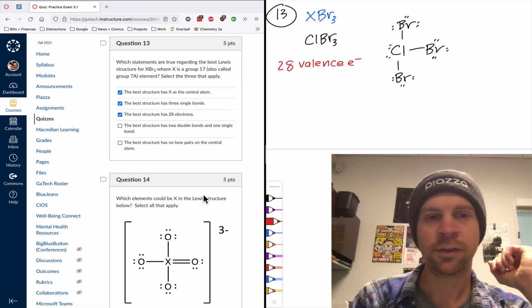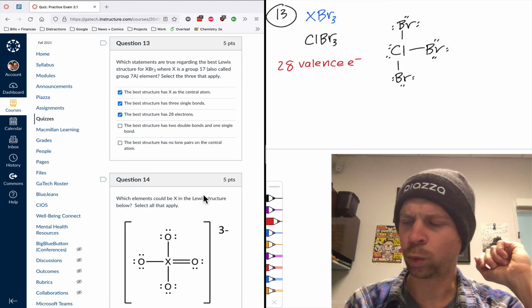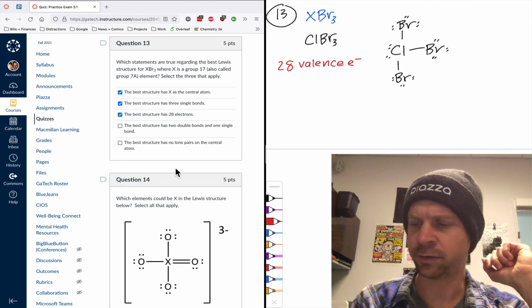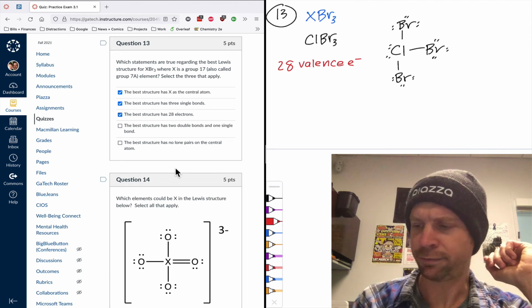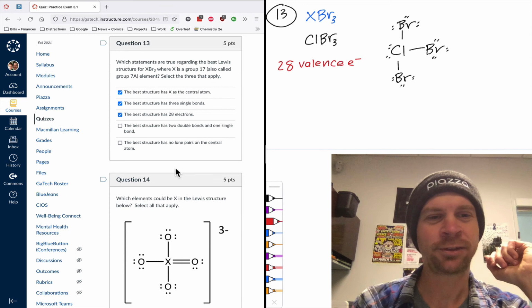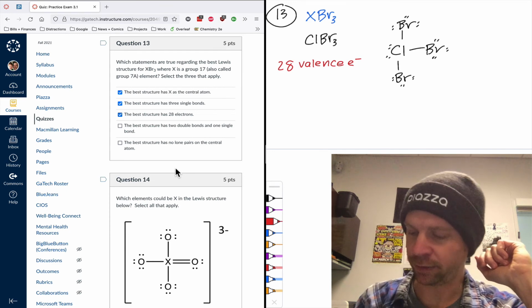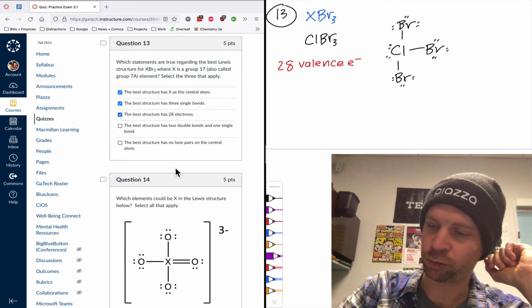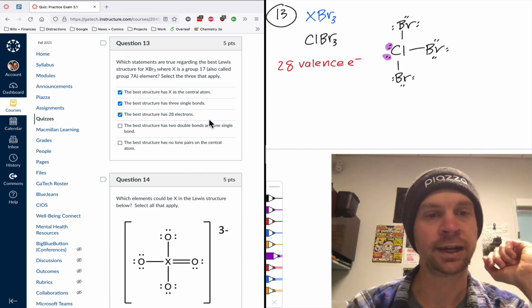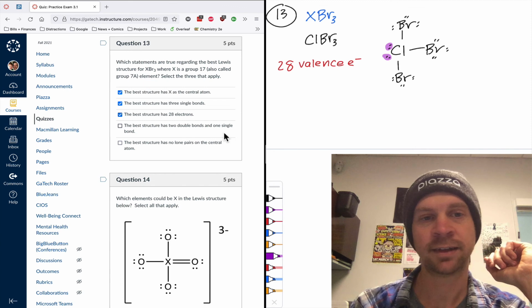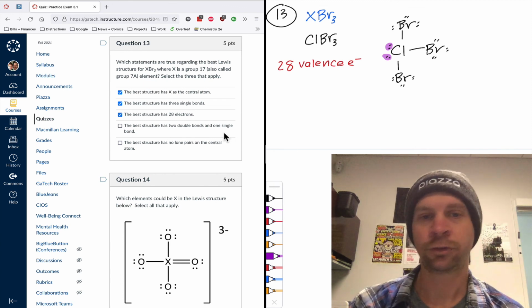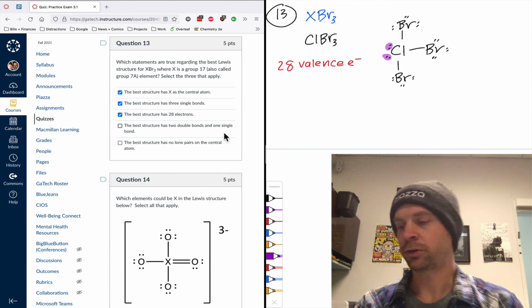That is true. The best structure has 2 double bonds and 1 single bond. Well, that is false. We have 3 single bonds in the structure. And the best structure has no lone pairs on the central atom is clearly false. We do, in fact, have 2 lone pairs on the central chlorine atom there and there. So the first 3 answer choices are correct. X is the central atom, the structure has 3 single bonds, and the structure has 28 electrons.